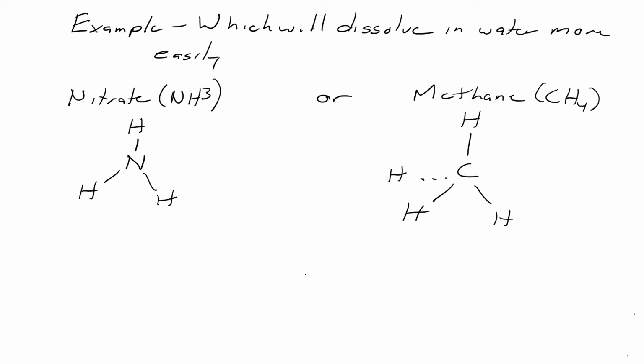Okay, so over on the nitrate, we have bonds between nitrogen and hydrogen, okay? We know dipoles are created by differences in electronegativity. So what are the electronegativity values on these different atoms? First of all, what do you have for nitrogen? 3.0. And what do you have on hydrogen? 2.2, 2.3, somewhere in there, okay? So a difference of about 0.8.